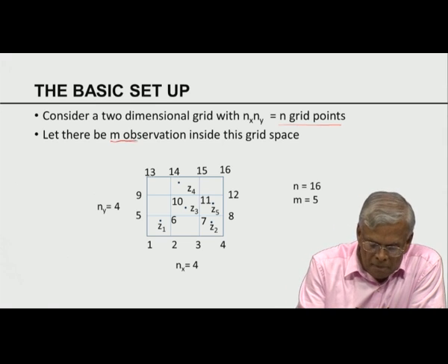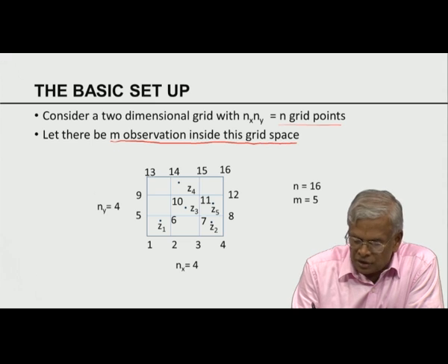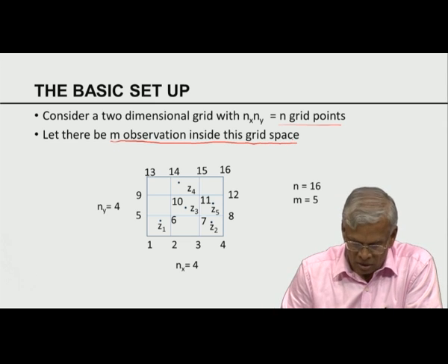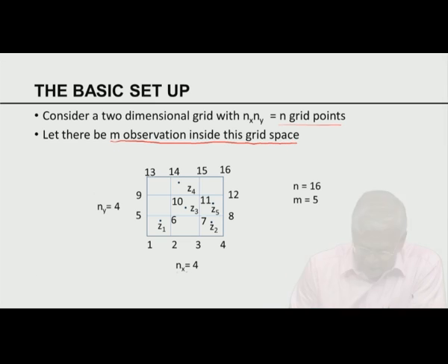Let there be m observations inside this grid space. As an example, I have nx is 4, ny is 4, so n is 16. I have a set of 5 observations z1, z2, z3, z4 and z5. We can think of these observations as scalar observations, temperature, pressure, humidity or concentration of some chemical, whatever quantity of interest, but essentially it is a scalar.